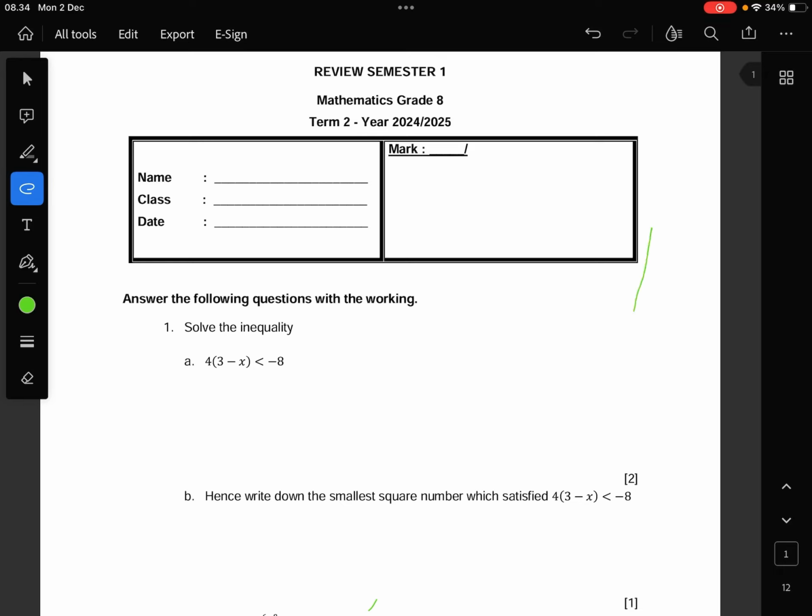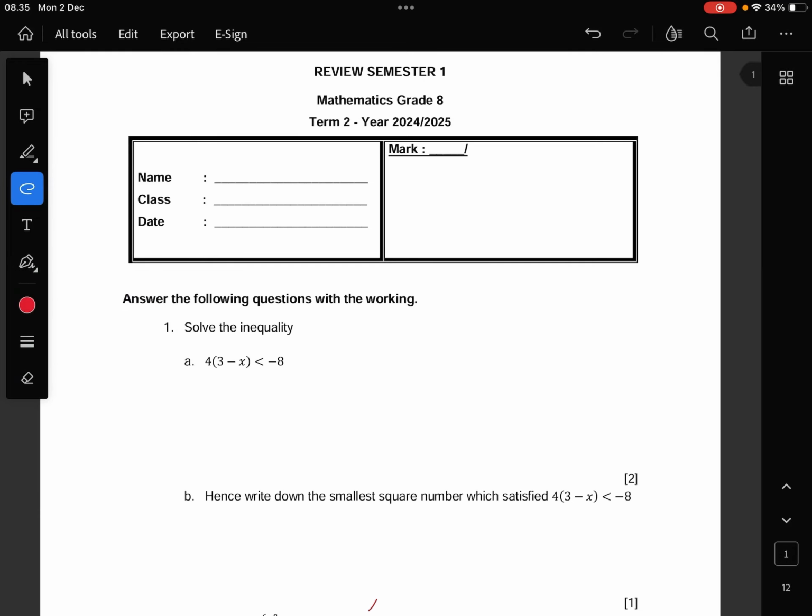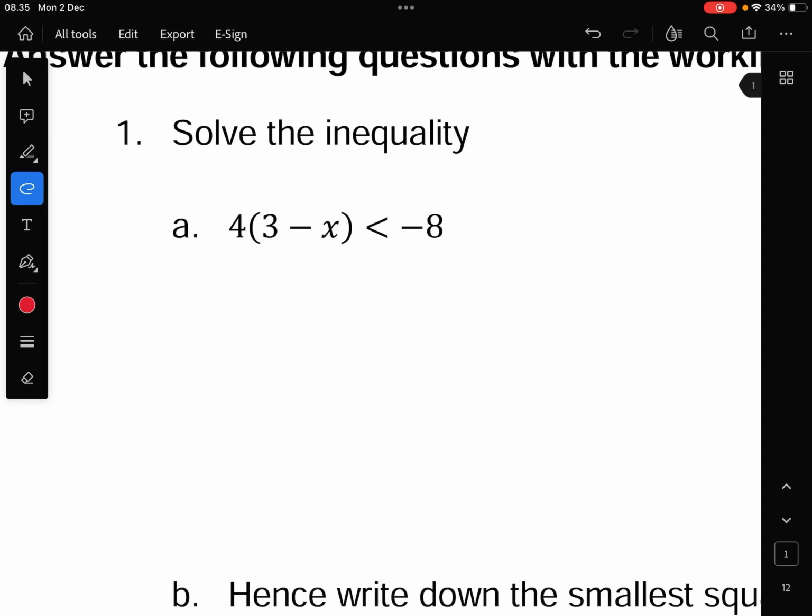Okay, so for number 1 here, we are going to use the inequalities equations. If we have this kind of inequality, it means you have to expand it one by one, like a rainbow multiplication. So you will have 4 multiplied by 3, which is 12. 4 multiplied by negative x is negative 4x, is less than negative 8.